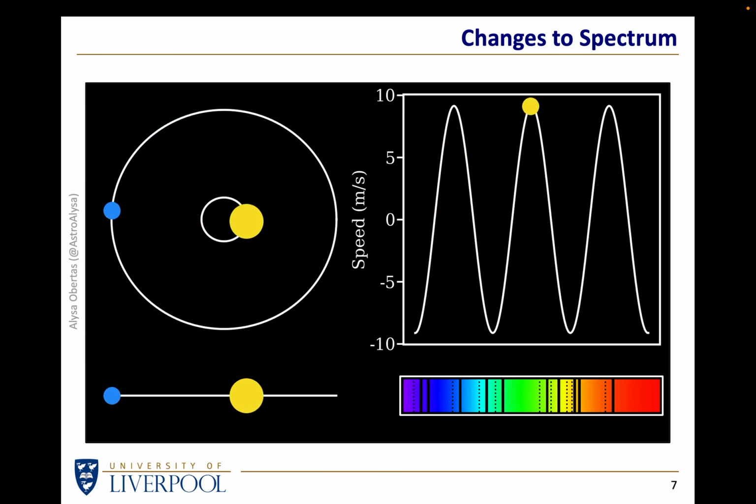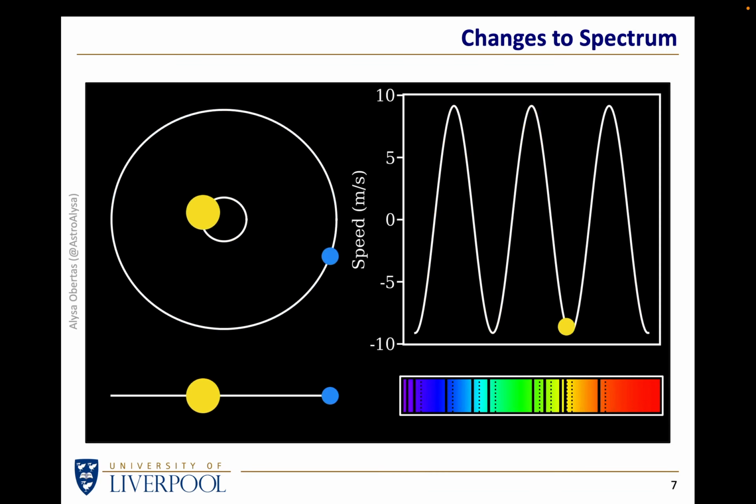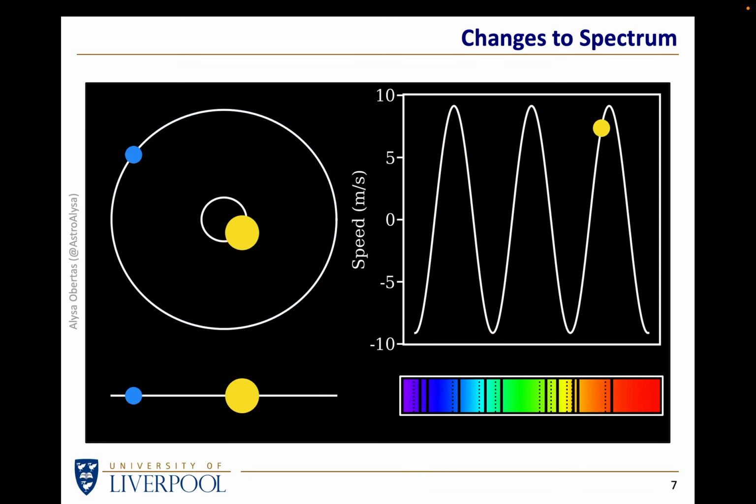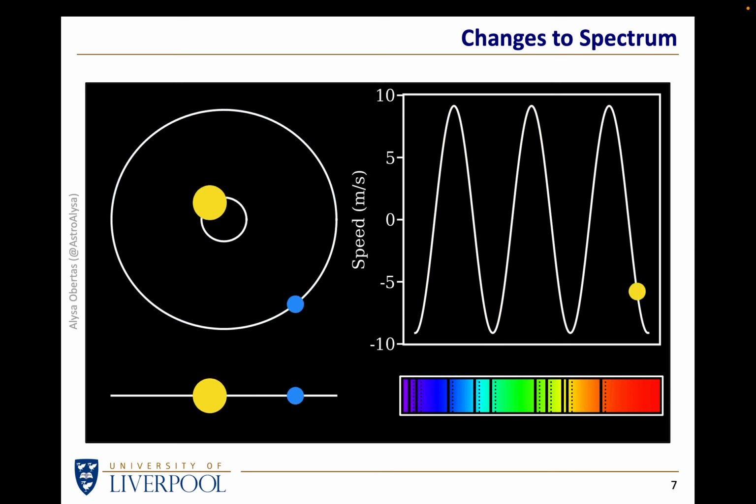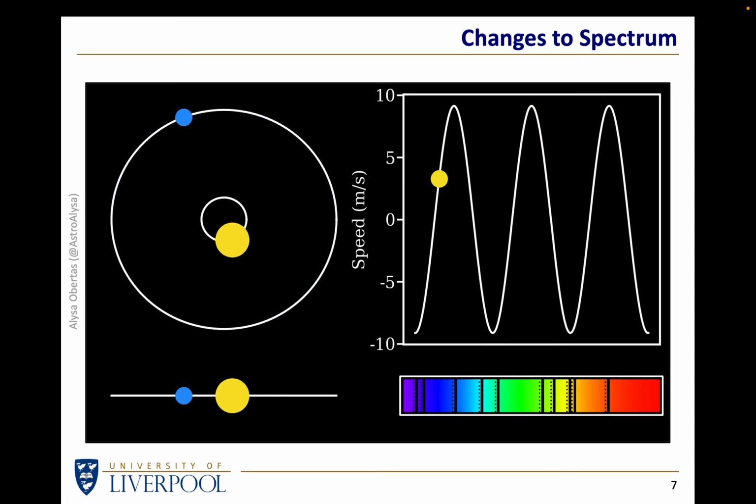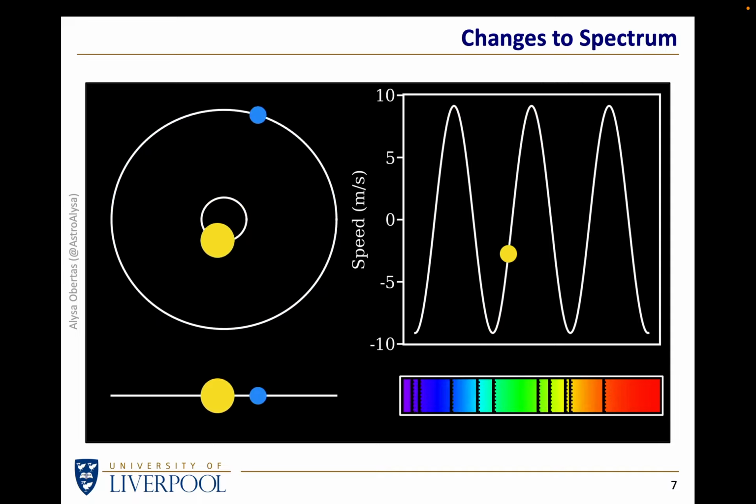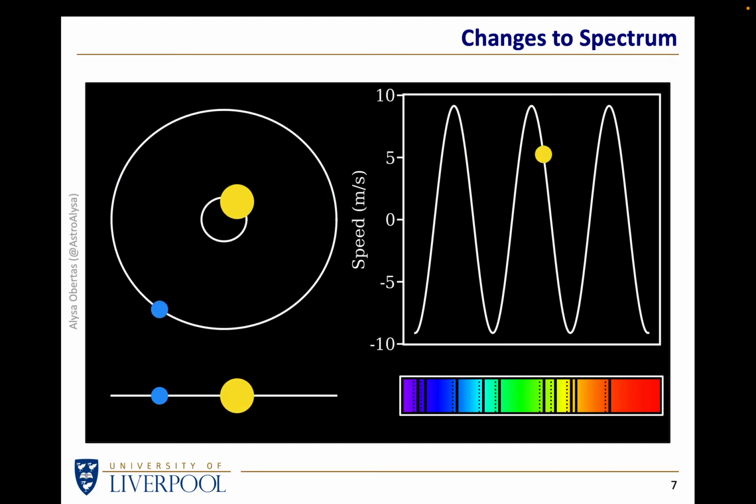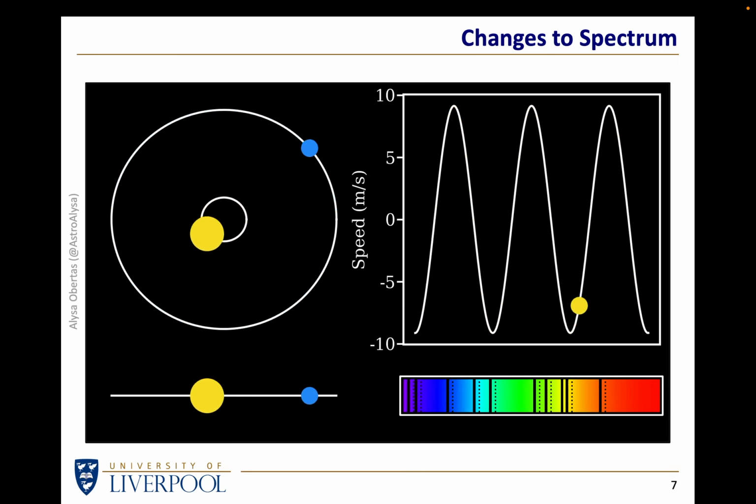So if a planet is orbiting and the star is wobbling, then the characteristic elements of the spectrum will go backwards and forwards and backwards and forwards. So that's a signature, if you like, of something orbiting a star. We don't have to be able to see the planet. All we need to do is pick up the starlight, split it into colors, and then we can see what's going on.